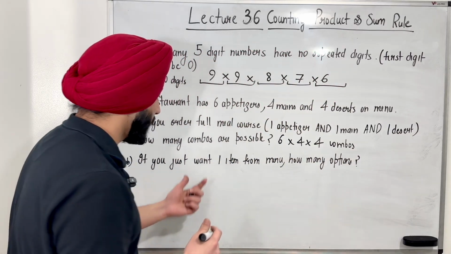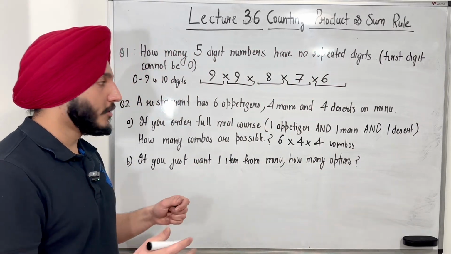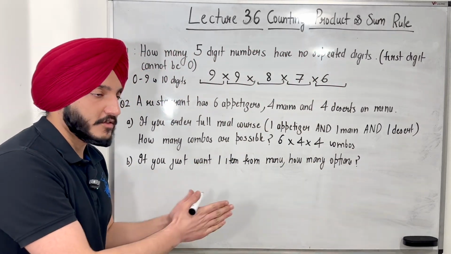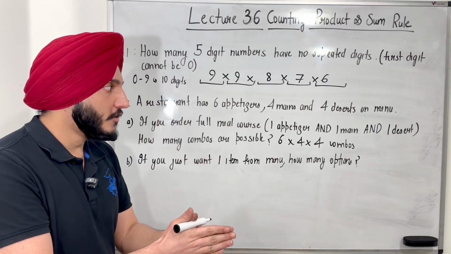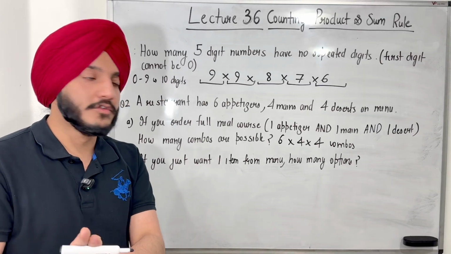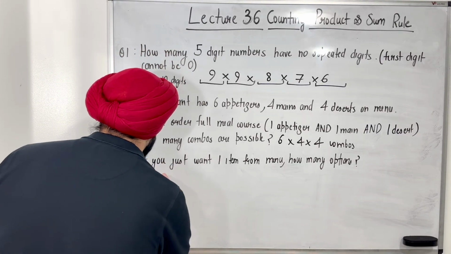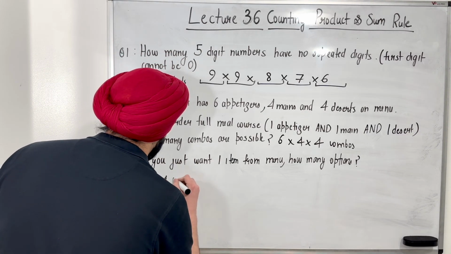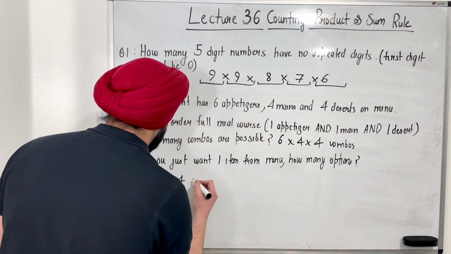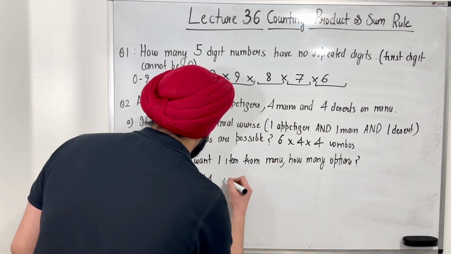And let's say you just want one item from the menu. You can choose from either 6 appetizers, or from the 4 mains, or from the 4 desserts. How many options would you have? It would be 6 plus 4 plus 4, so that would be 14.